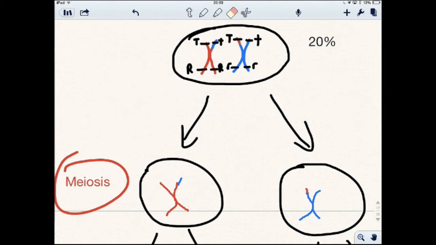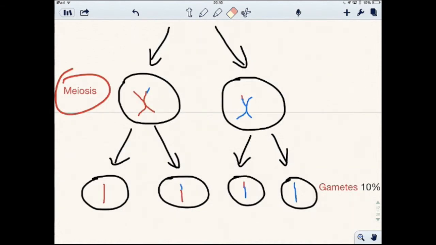We see that it will have split into two cells with the according chromosome pairs. Hence, given that the chromosomes from each chromosome pair split into their own individual gametes, the percentages also split. This means that there is a 10% chance of achieving these particular gametes.